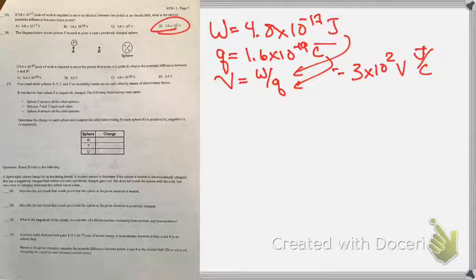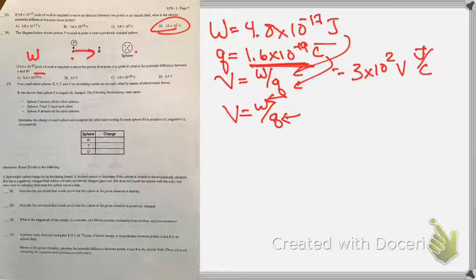Next question says there's a proton at point A near a positively charged sphere. That's out here. And if 6.4 times 10 to the minus 19 joules of work, that's W, is required to move it from A to B, what is the potential difference between A and B? Again, we're going to use this same V equals W over Q equation. They tell you the work. It's a proton, same charge as that electron. So basically, question 26 is the same as question 25, just different words. Just be careful of the words.